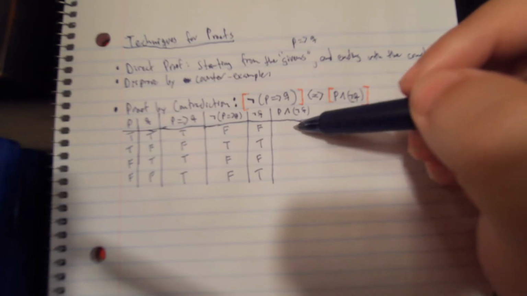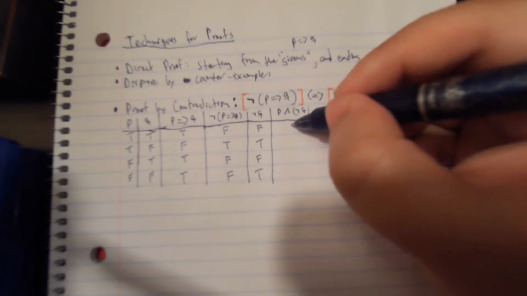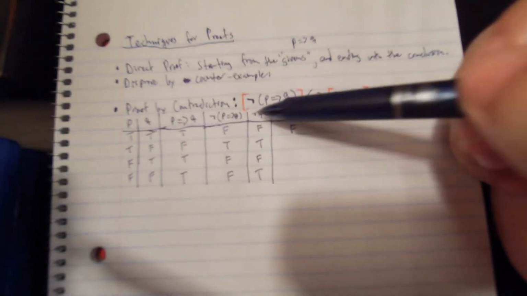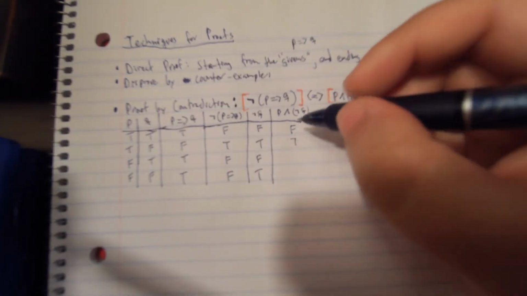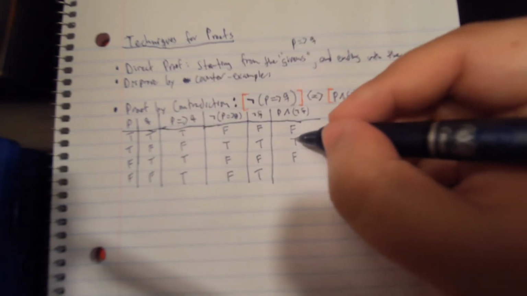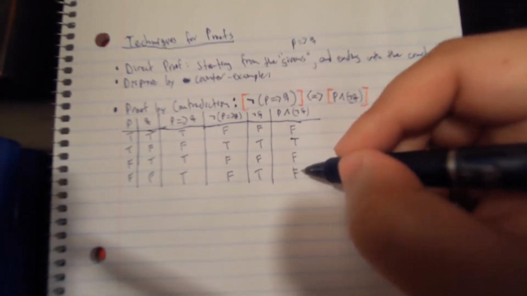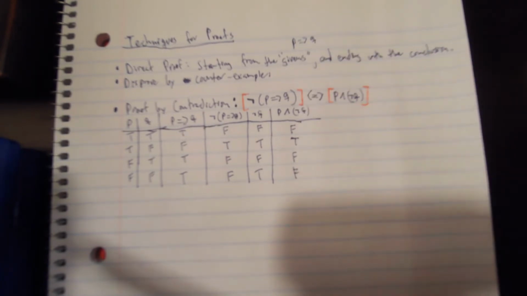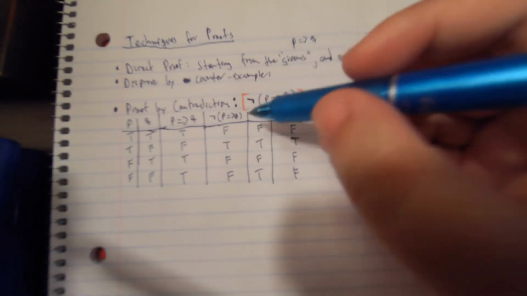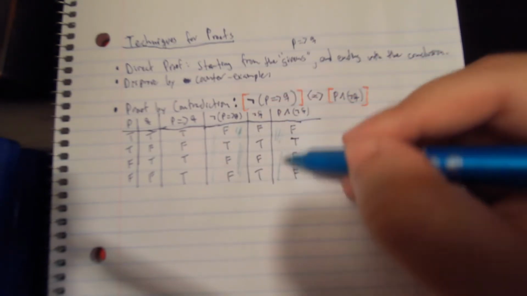So in the first case, if P is true and Q is false, then P and not Q is false, right? On the second one, this one's true and over here is true. So true and true makes it true. Over here, false and false makes it false. True and false makes it false. So as you can see, what I said before, you can already see that these match, right? This whole thing matches with this whole thing.